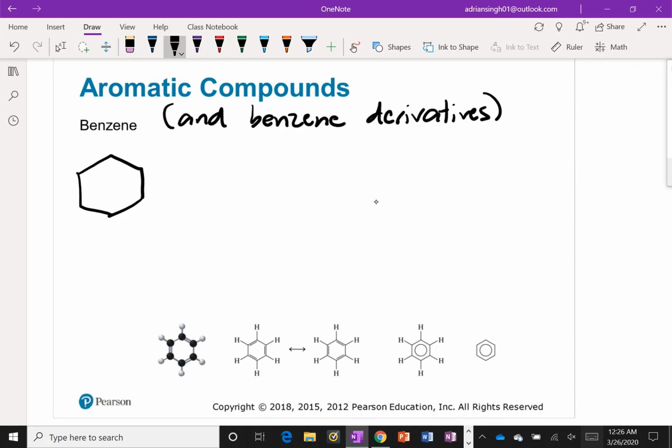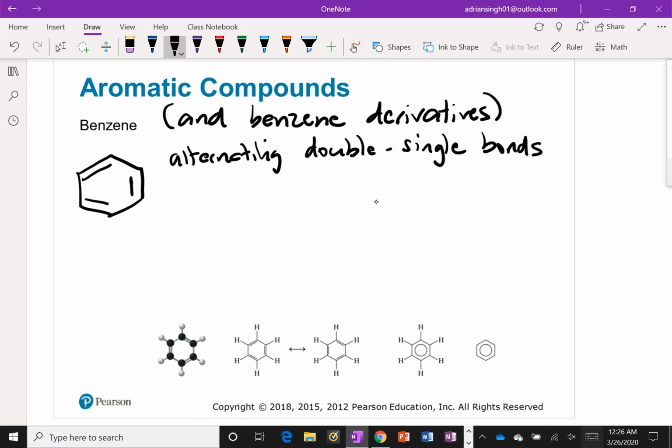So we're going to see a ring structure with 6 carbons in it, and there's alternating double, single, double, single, double bonds, right? So we have alternating double single bonds throughout the entire structure. And those double single bonds are actually not locked in place. The electrons that make up those double bonds are actually free to move around.